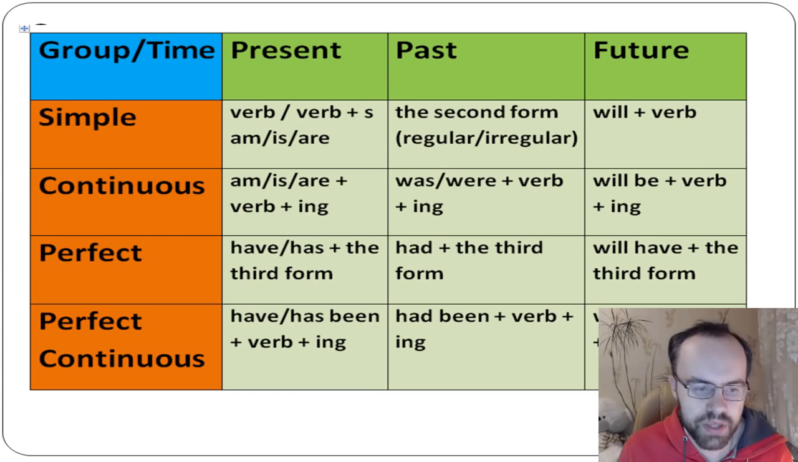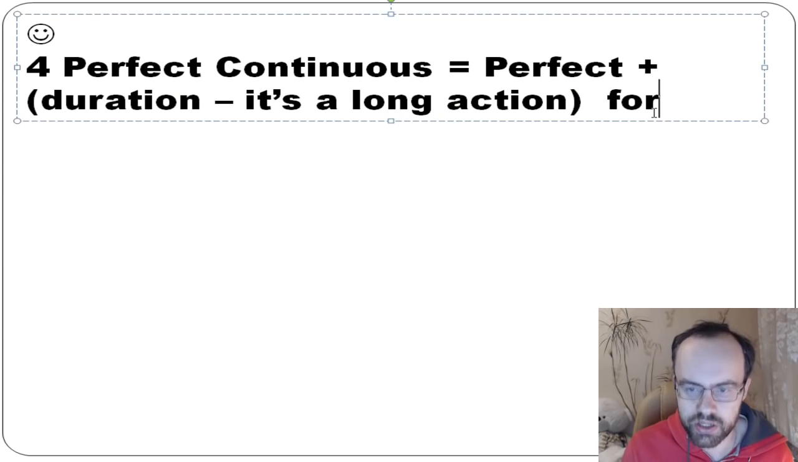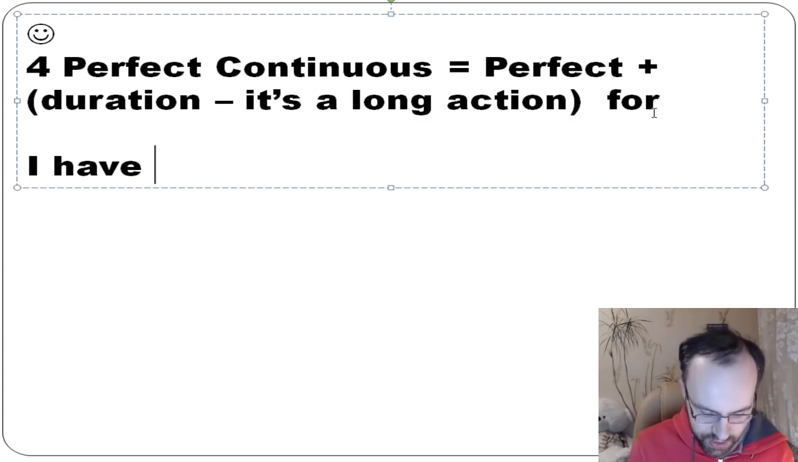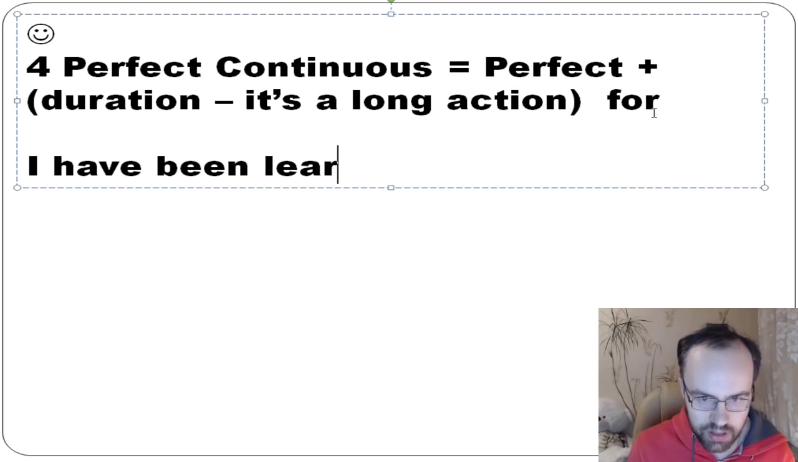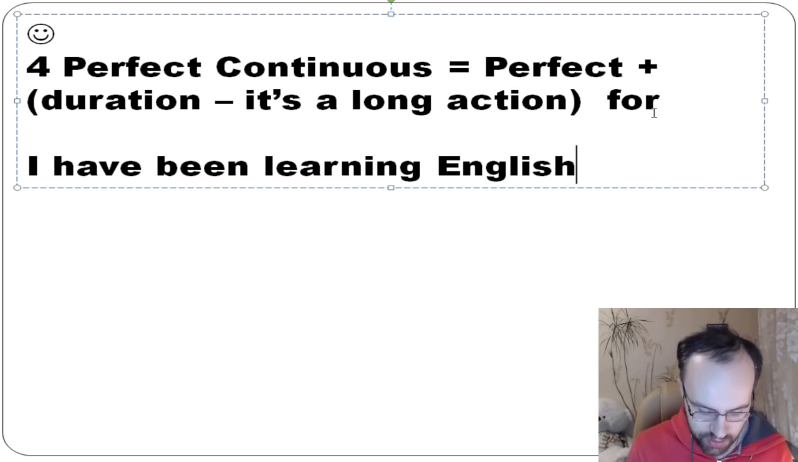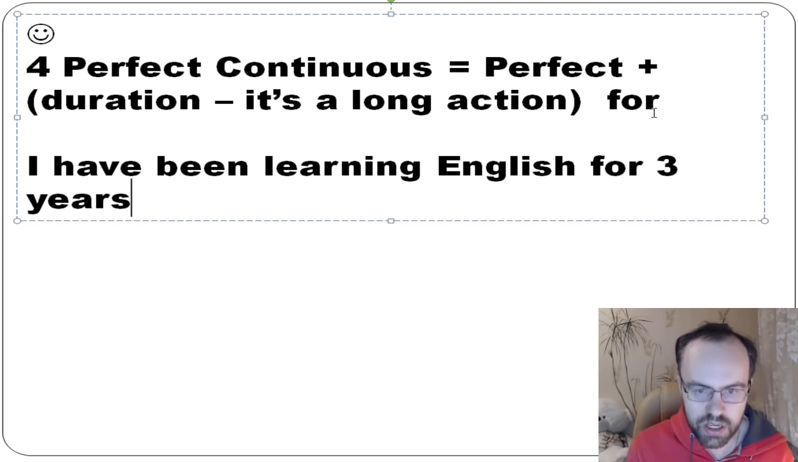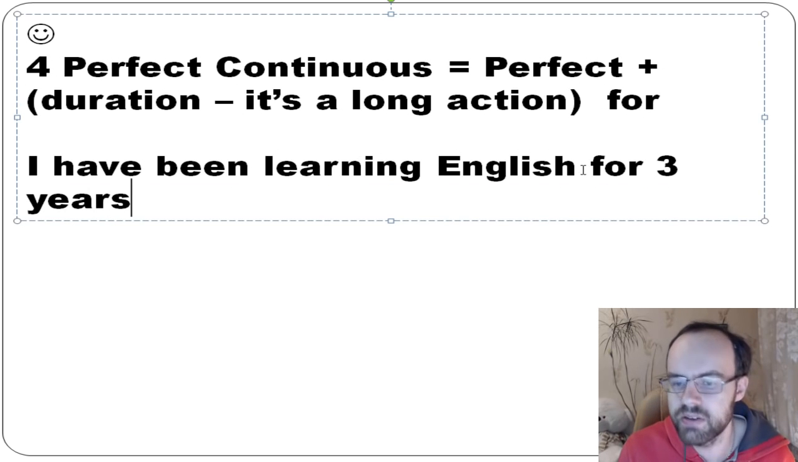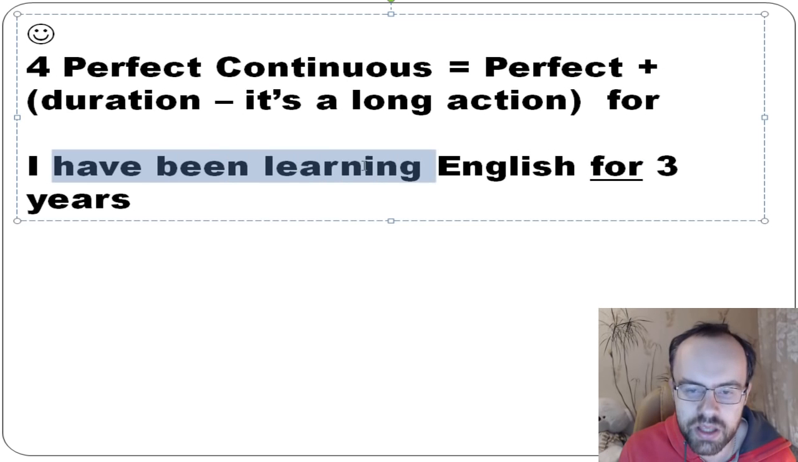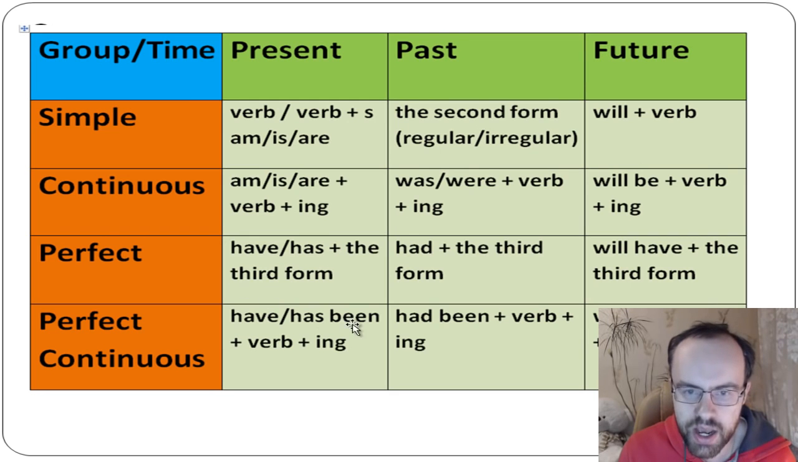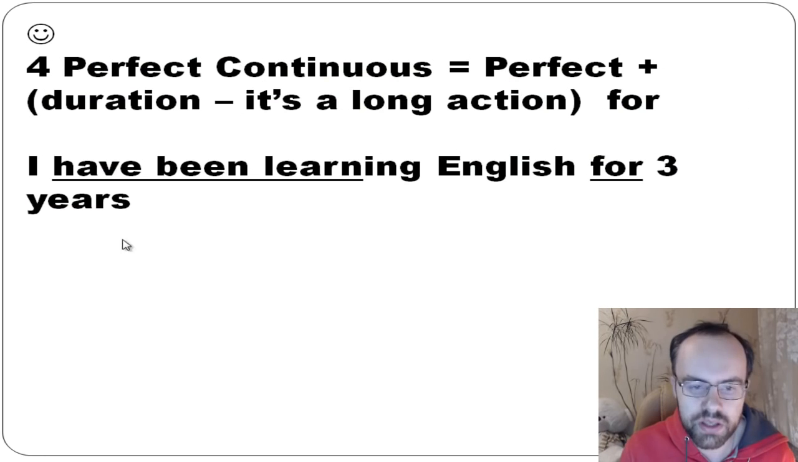So for example, you can say I have been learning English for 3 years. So it's like present perfect, the result is important, but you also have for, and that's why you use have been plus verb plus ing. It's what you see here, have or has been plus verb plus ing. And you see the same thing with past perfect and future perfect, so it's almost the same thing.